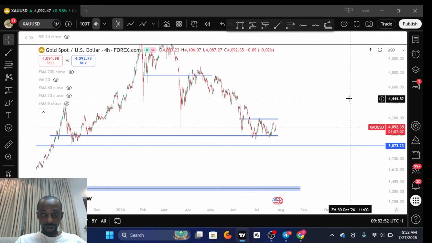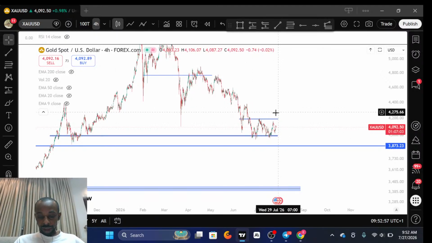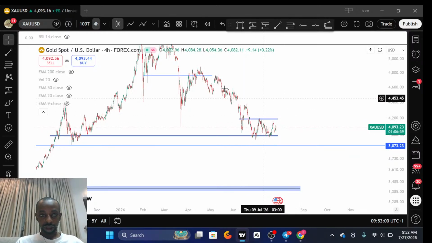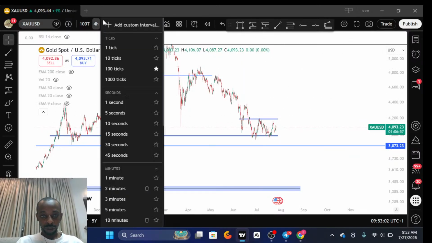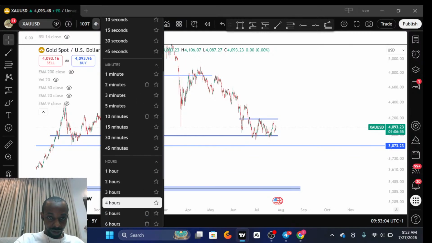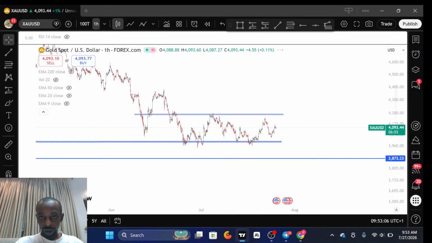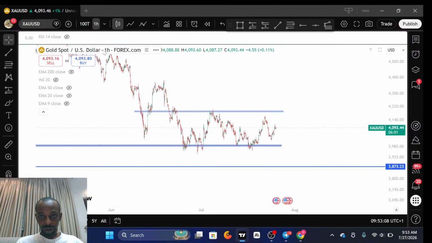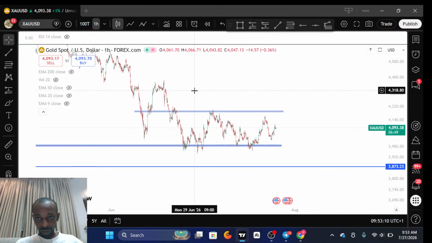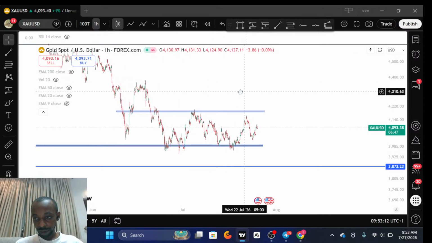The next thing we are going to do now that we are seeing that the market is in consolidation mode on the support area, let's go to 1 hour time frame to see what we can do. One thing about the market is you just trade what the market gives to you.